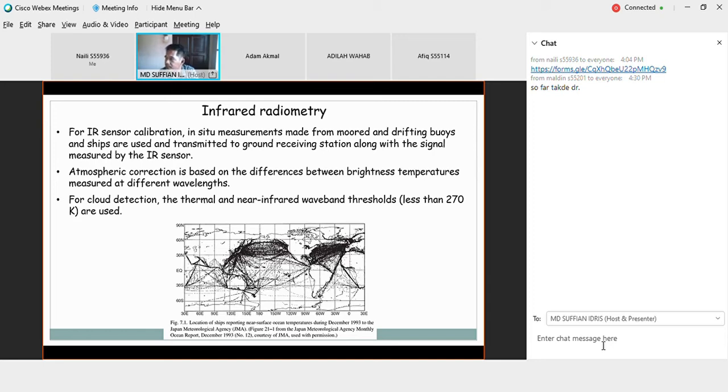Biasanya dia banyak buoy ataupun apa saja daripada sensor yang kita letak di kapal dan sebagainya. Dan juga kita ada ground receiving station. And infrared correction is also based on differences between brightness temperatures at different wavelengths. It's very simple buat infrared correction compare dengan optical sensor ataupun untuk ocean color.